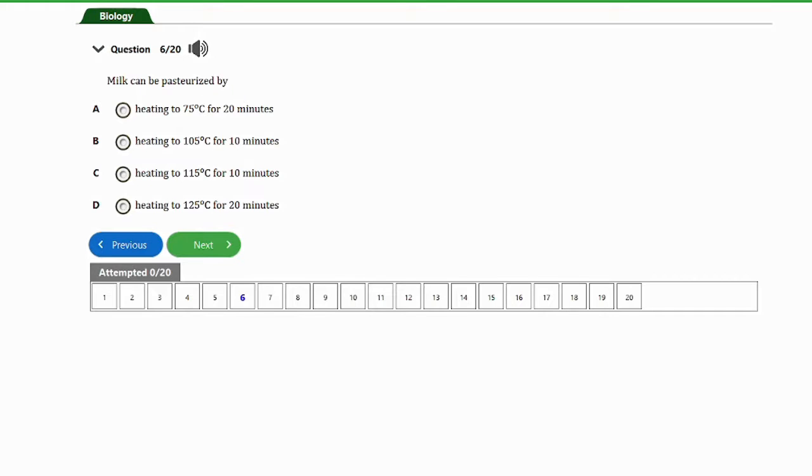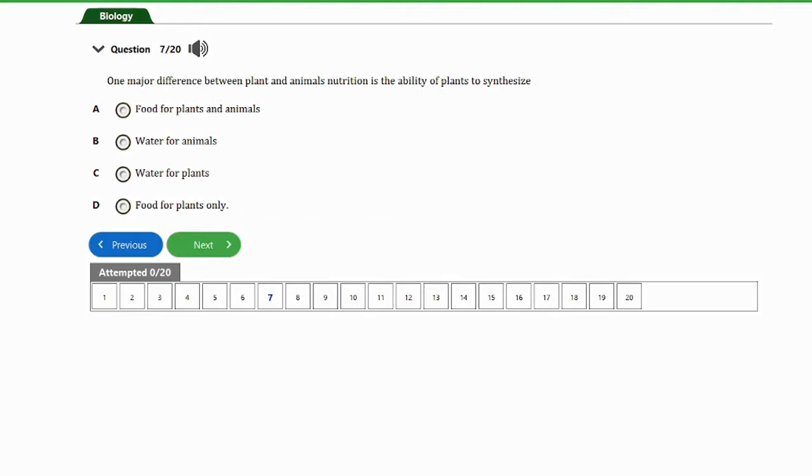Question number 6. It says milk can be pasteurized by A, heating to 75 degrees Celsius for 20 minutes, B, heating to 105 degrees Celsius for 10 minutes, C, heating to 115 degrees Celsius for 10 minutes, and D, heating to 125 degrees Celsius for 20 minutes. So guys, the answer to this question is option A, and that's heating to 75 degrees Celsius for 20 minutes. So guys, let's look at the next question. And that will be question number 7.